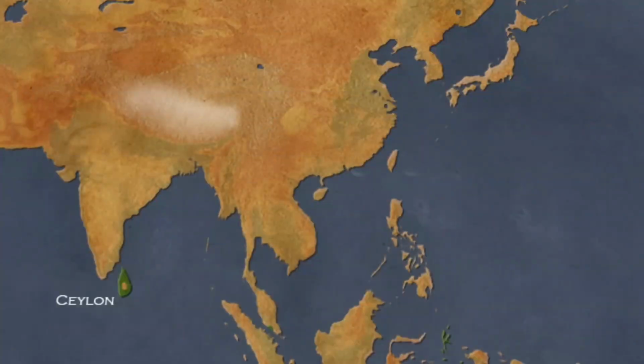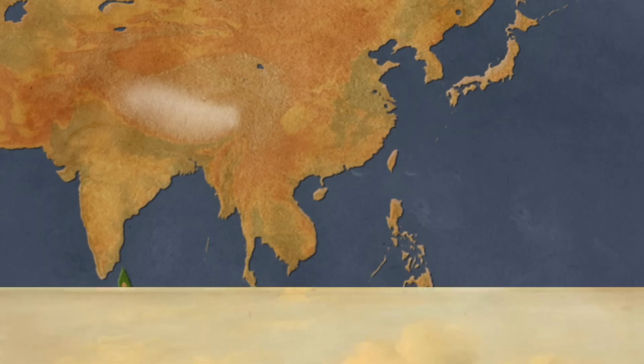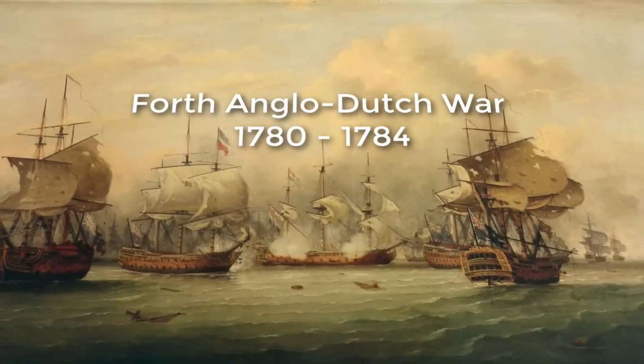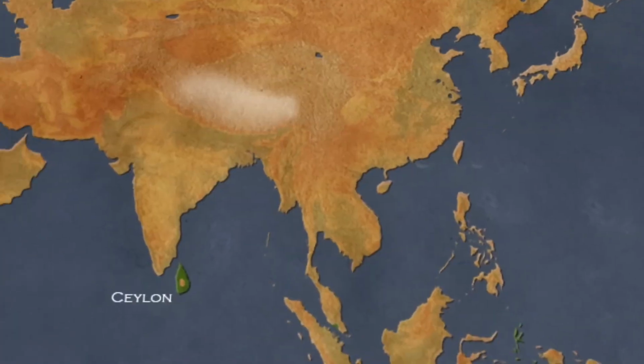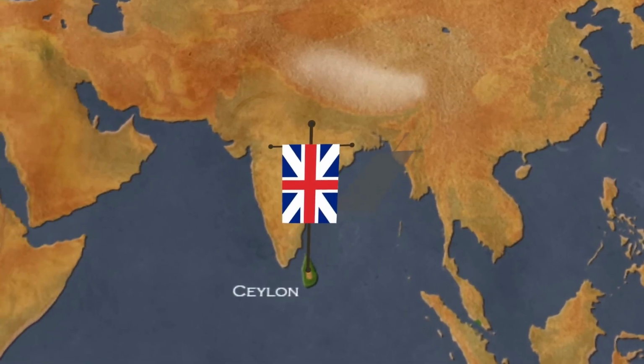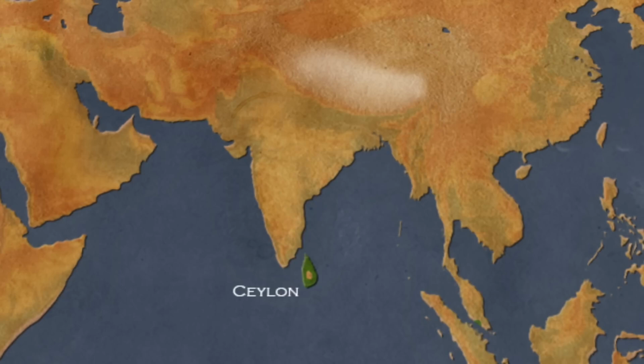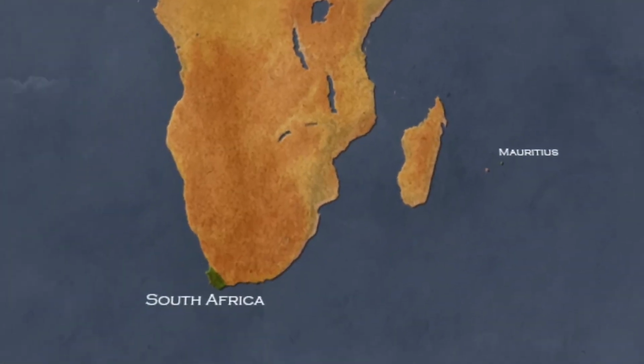During the American Revolutionary War, Britain declared war on the Netherlands. The Fourth Anglo-Dutch War, in which Britain seized the Dutch colony of Ceylon. Under the Peace of Paris, 1783, Ceylon was returned to the Netherlands. In the middle of the 17th century, the Dutch managed to colonize territories in South Africa.